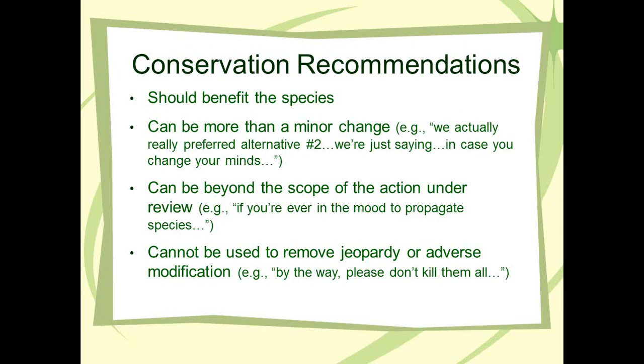So all your conservation recommendations should clearly benefit the species. It can be more than a minor change. It might be something big like, we really don't like that alternative that you picked. Maybe you could try that other one. And it could be something just beyond the scope of the particular action that we're reviewing. This is where it might pertain more to something from the recovery plan, like, we really need to be propagating this species. And conservation recommendations are not enough to remove an adverse mod determination because they're discretionary. It's not a commitment, so it's never enough to remove that determination.